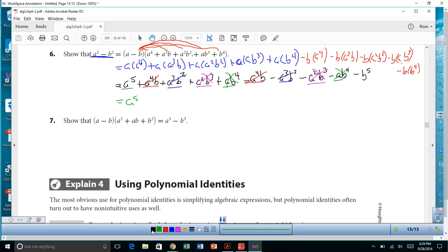And what are we left with? What's left? Minus b to the fifth. Well, that's what we had. A to the fifth minus b to the fifth equals a to the fifth minus b to the fifth. Good job.